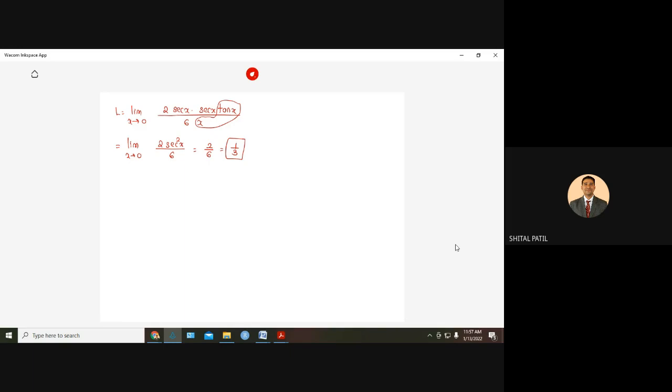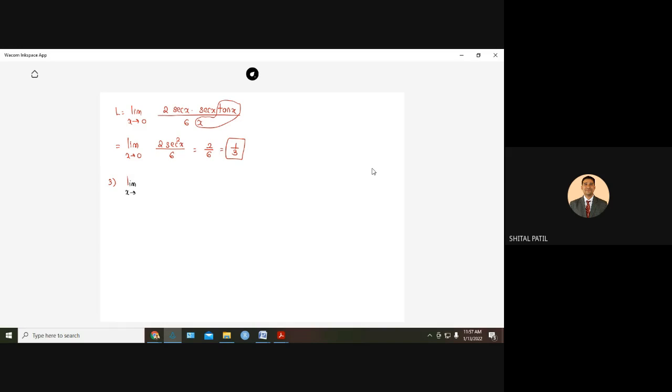This is the answer. Hope it is clear for everyone. Yes, sir, we can directly take sec square x minus 1 as tan square x. No problem. You use your own method, no problem. Absolutely correct. No doubt. Next, third example. There is no unique method to solve these examples. Different methods are there. Whatever method you feel is easy for you, and if all the steps are correct, go ahead. There is no problem.